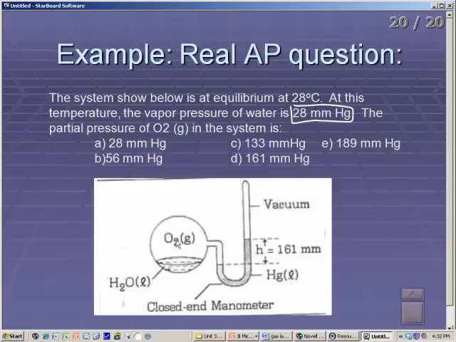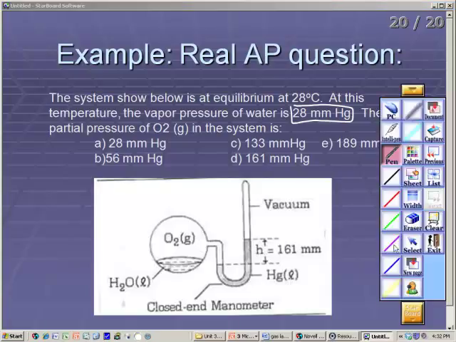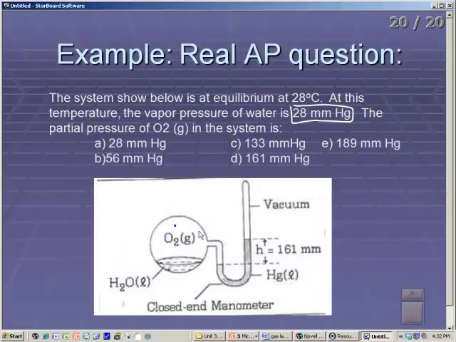Yes, this reaction released oxygen gas, but inside of this oxygen gas is some water vapor. Okay, the water vaporizes and it kind of blocks out the pressure of the oxygen. So yes, there is oxygen gas in there, but there's also water vapor in there. And both of these gases are exerting a pressure on this manometer, pushing the mercury down.